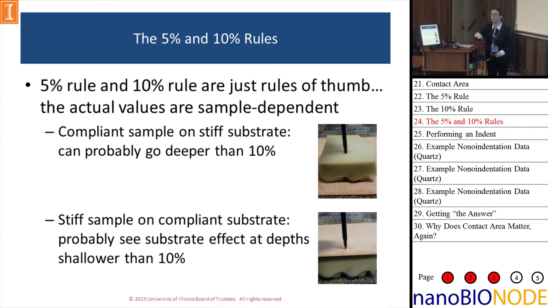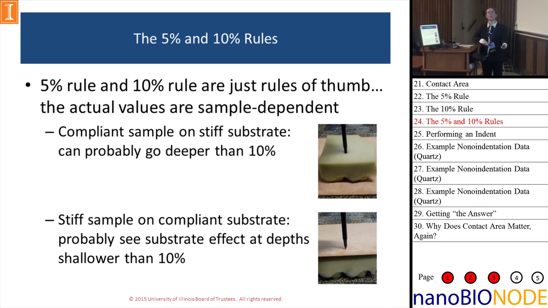But then, say you're poking with a pen on a board on a piece of foam. If you poke the pen on the board, you're still feeling the foam. You're not deforming the clipboard here with the pen. You're deforming the foam that's underneath. So in this case, if you have a stiff sample on a compliant substrate, you'll probably see the substrate effect even earlier. This could be a problem for people who are trying to build devices on soft materials. If you're trying to measure the modulus, you might have to think of an alternate way to do this.